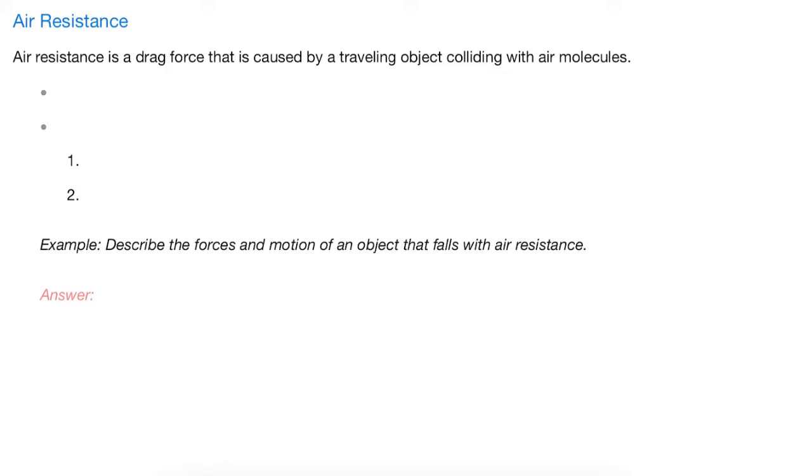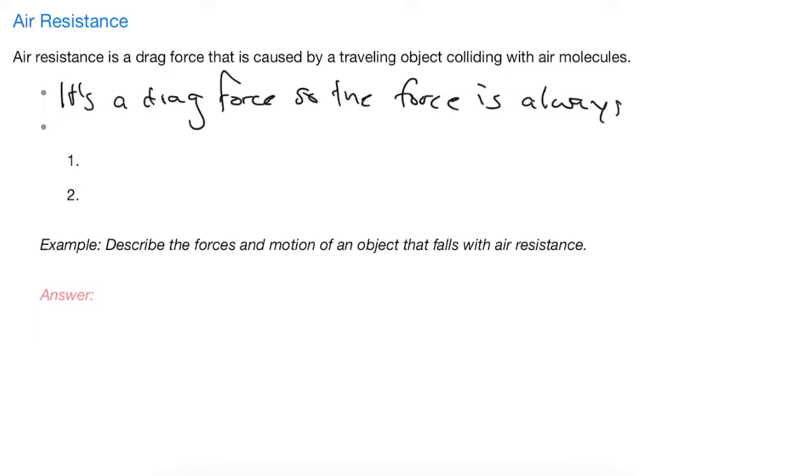Now, air resistance is a drag force, and it's caused by the object as it travels through the air colliding with the air molecules. So the first thing to know is that because it's a drag force, the force is always opposite the motion. The size of the force, the size of air resistance, depends on two things.